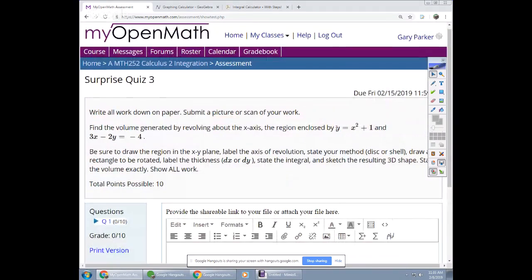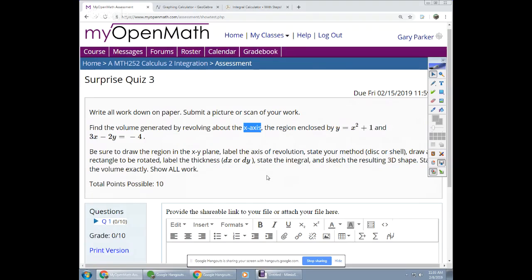So I give you two functions, y equals x squared plus 1 and 3x minus 2y equals -4. They enclose a region. So you need to identify that enclosed region, and then you're going to rotate that region around the x-axis to generate a 3D shape. And I want the volume of that shape.